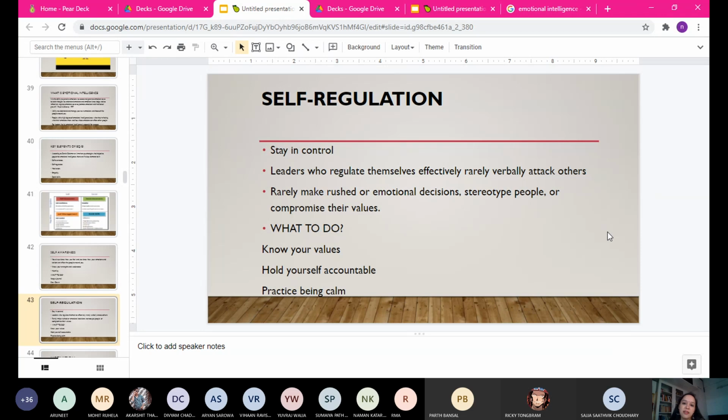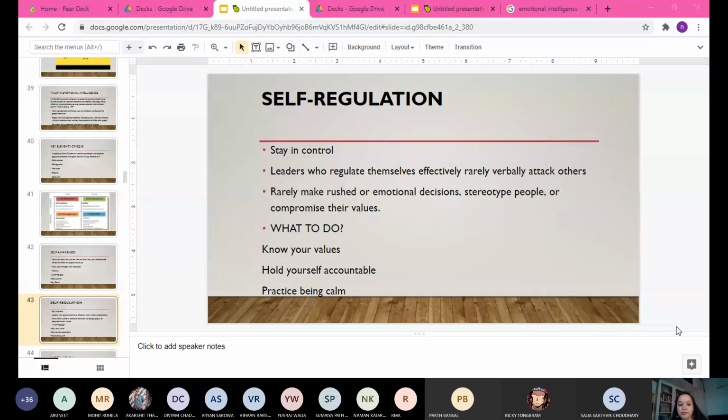Practice, like they say, practice the pause, practice being calm. If you're somebody who is short tempered, if you're somebody who's intolerant, sometimes we're intolerant because we are perfectionists also. Who is a perfectionist? Akshit Tyagi. Who is a perfectionist, Akshit?